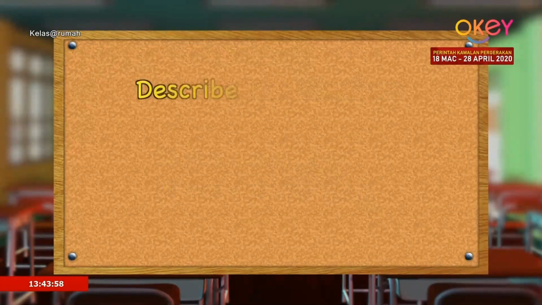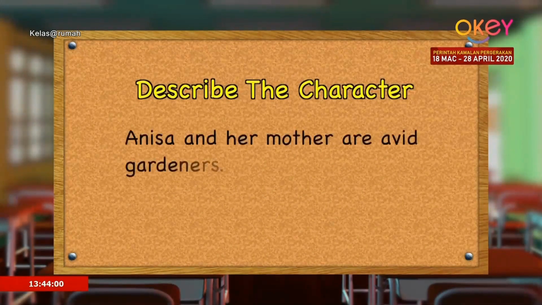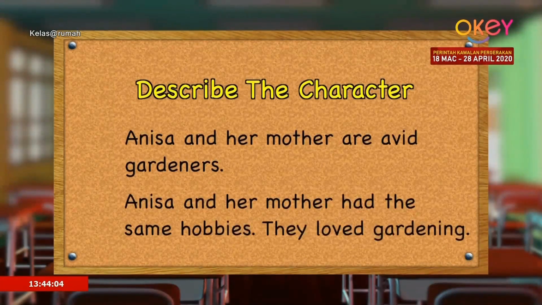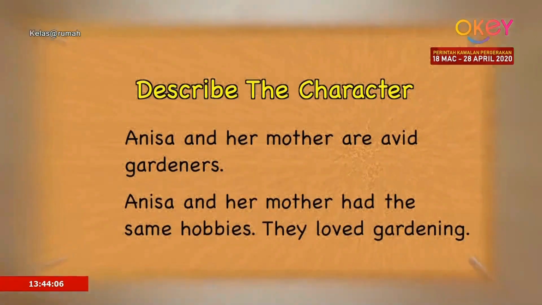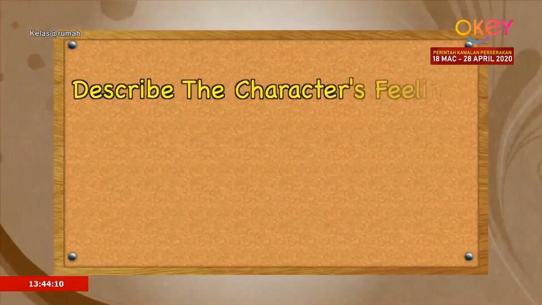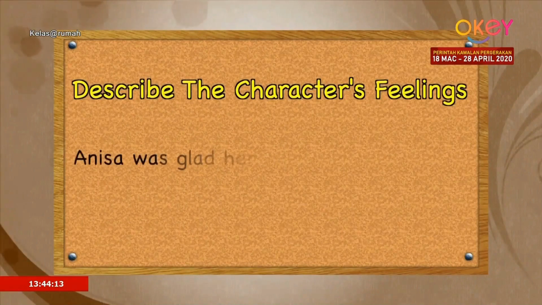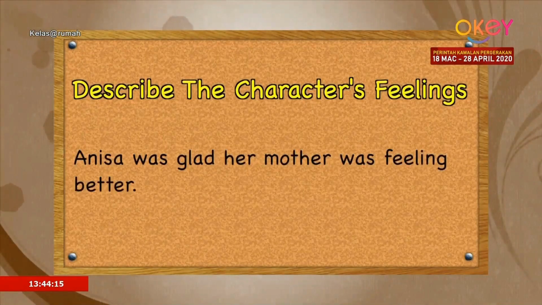Or you could describe the character. Anisa and her mother are avid gardeners. Anisa and her mother had the same hobbies. They loved gardening. As far as the ending of the story, you can either describe the character's feelings. Anisa was glad her mother was feeling better.